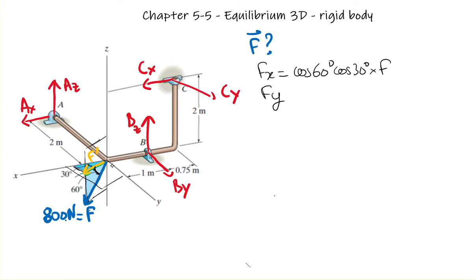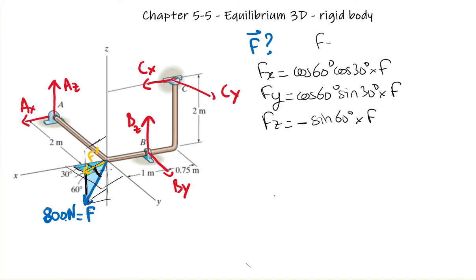For Fy, cosine 60 again to go to F prime, and after that the opposite, so sine 30 degrees times F. And for Fz, it's equal to minus because it's down, and on the opposite side, it's sine 60 degrees times F. Okay, and remember that F is equal to 800 Newton. So I will replace by 800 everywhere.